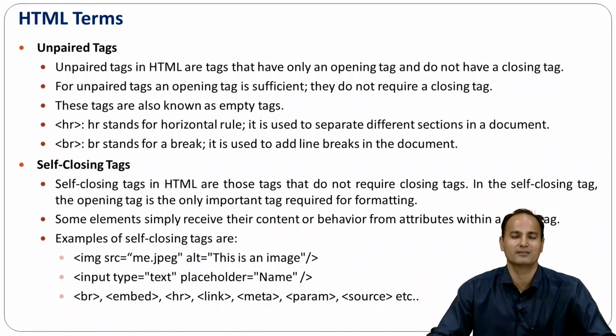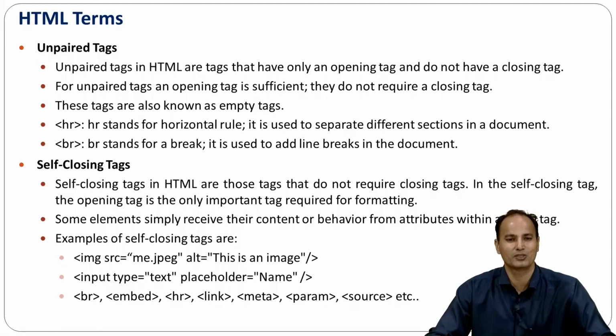Then the third one is self-closing tags. Self-closing tags in HTML are those tags that do not require closing tags. In self-closing tags, the opening tag is the only tag required for formatting. Some elements simply receive their content or behavior from attributes in a page or tag. Examples of self-closing tags are image, input, BR, embed, HR, link, meta, param, and so on. These are all examples of self-closing tags.